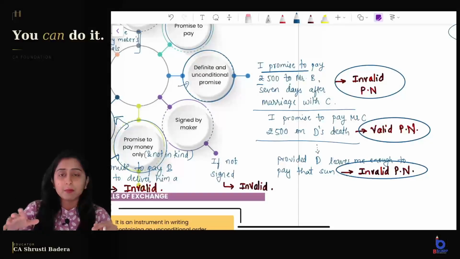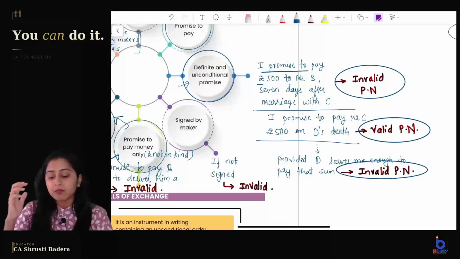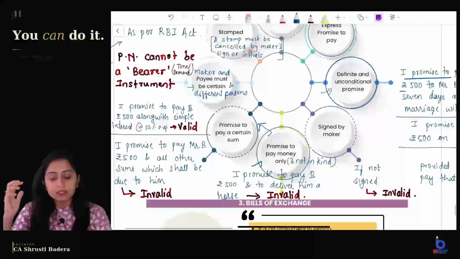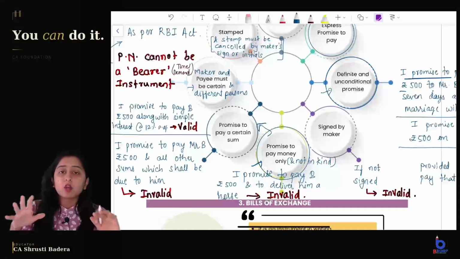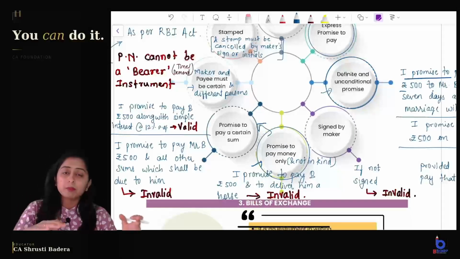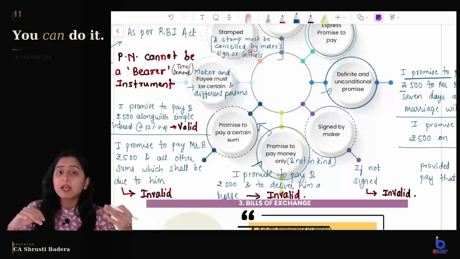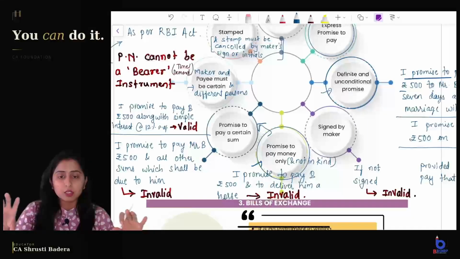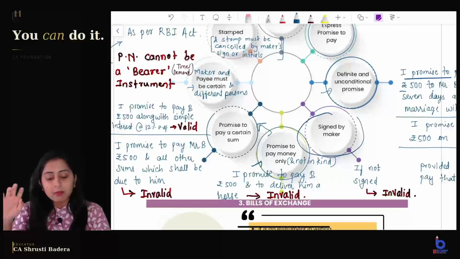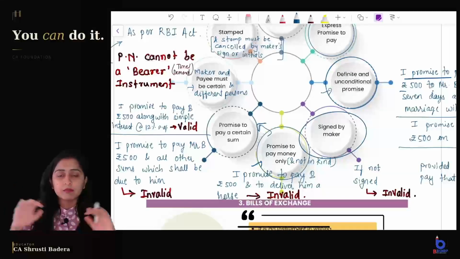So it is an invalid promissory note because the condition is uncertain. These examples are from your module. Remember them. It should be a definite and unconditional promise. A promise to pay money only and not in kind. If I say I promise to pay Mr. B rupees 500 and to deliver him a horse, I am including something in kind, and that becomes an invalid promissory note. It should always be signed by the maker. If it is not signed, it becomes invalid.